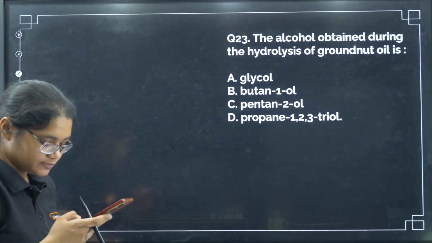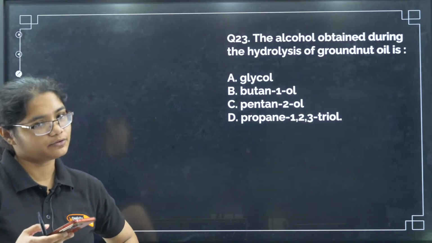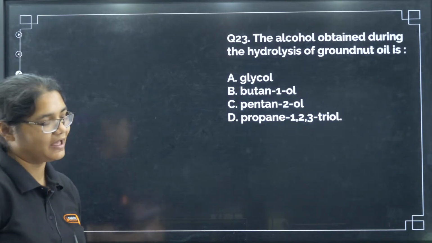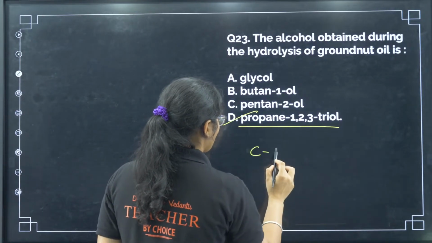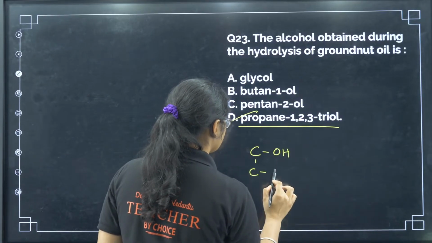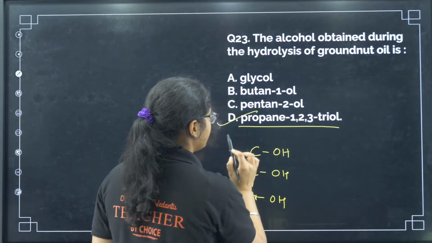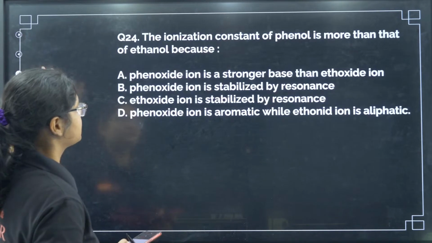Study Sono, these are all previous year questions. The difficulty level will be similar to this, so we don't have to do very difficult questions. We have to do average level questions. So yes, propane 1, 2, 3 triol, which we call glycerol. So this is your glycerol, which is propane 1, 2, 3 triol. So option number D here. Yes, all of you are saying D, that is correct.